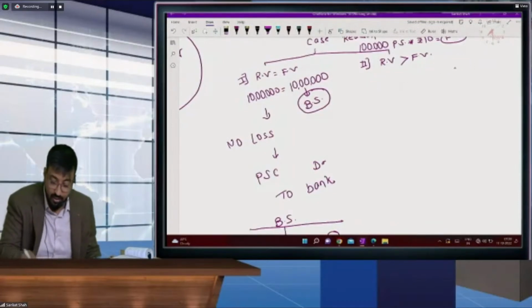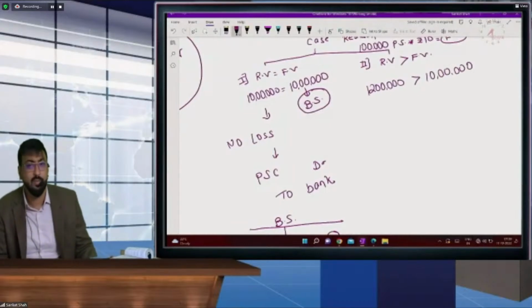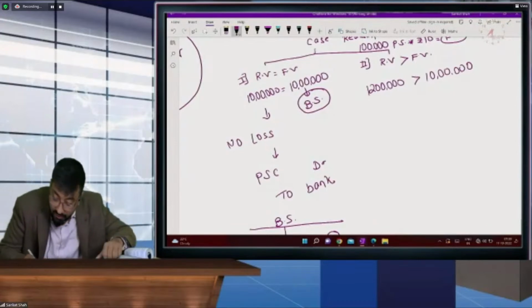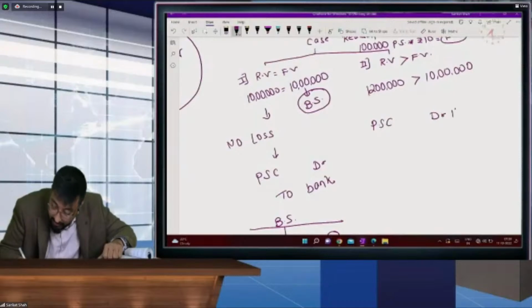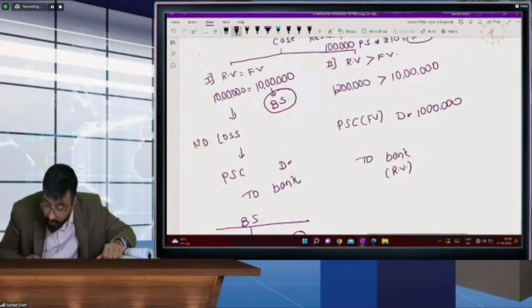Your redemption value is 12 lakhs. So in your balance sheet liability, you have shown only 10 lakhs. But at the time of payment, you are paying 12 lakhs, means you are paying extra. So the entry will be preference share capital account debit 10 lakhs, always at face value, and to bank, always at redemption value, 12 lakhs.